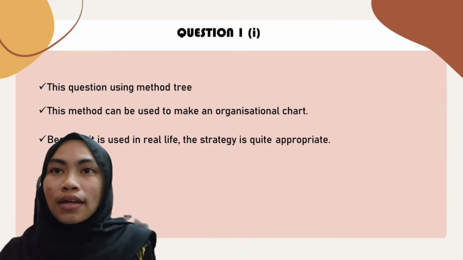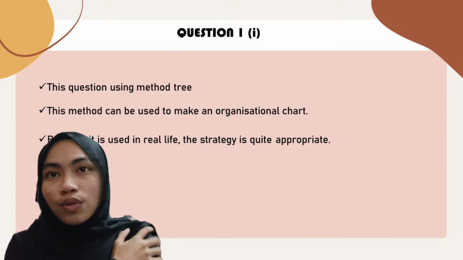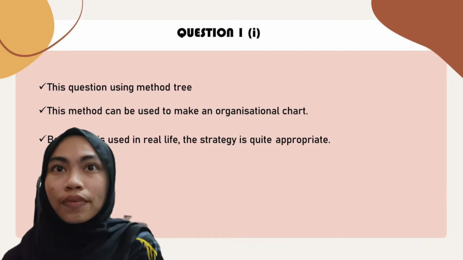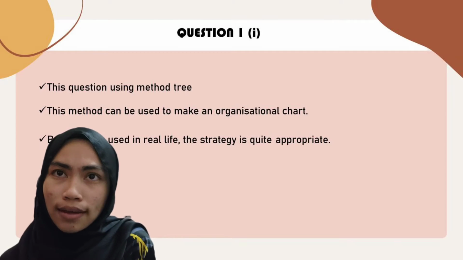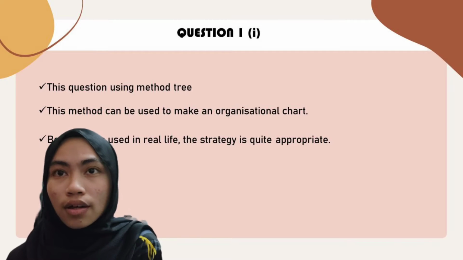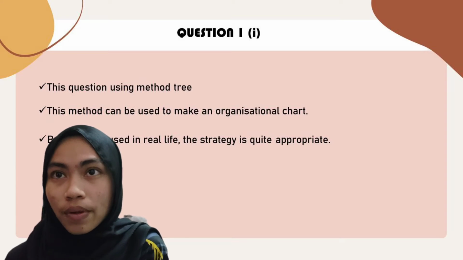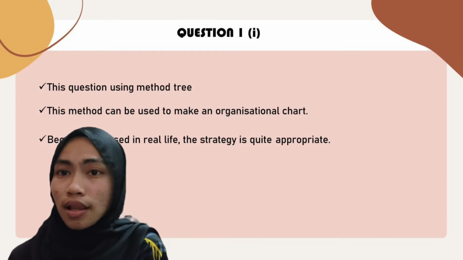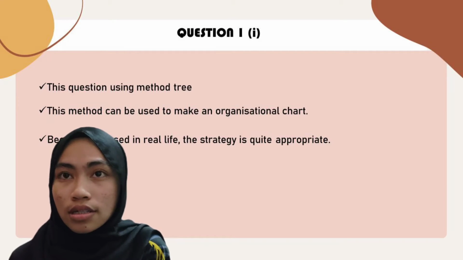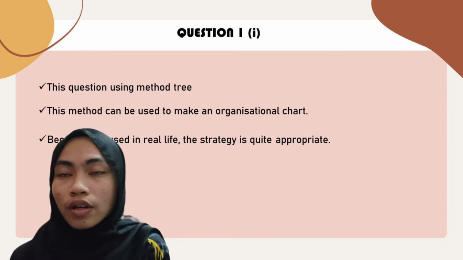Okay. This is question 1, where we use 3 methods. By the way, this method can be used to make an organized chart because it is used in real life, and the strategy is a quick approach.